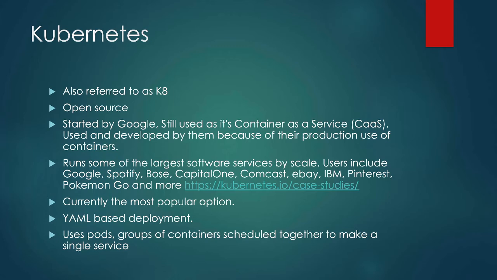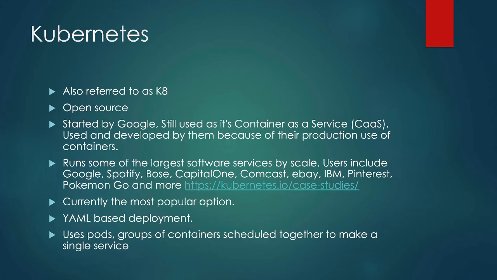Kubernetes is also referred to as K8. It's actually open source and it was started by Google. They are still using Kubernetes as part of their container as a service, and they are still working on it and developing it. As of right now, obviously that could change at some point. Some examples of other companies that use Kubernetes include Spotify, Capital One, Comcast, Pokemon Go, eBay. So you can see that there are a lot of companies that use Kubernetes in practice every day. It is currently the most popular and it uses YAML for the deployments.